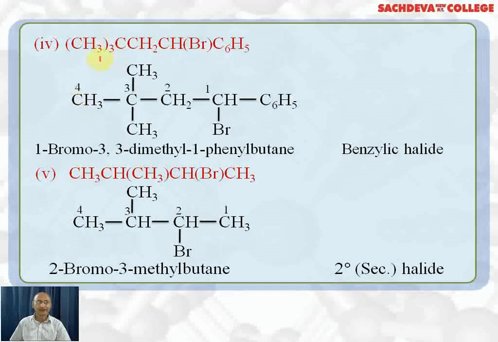Next question, this CH3 thrice C, we write one carbon attached with 3 methyl groups. CH2 remains as it is. This CH is here, Br we have attached here, C6H5 is here. Now counting will start from this side.